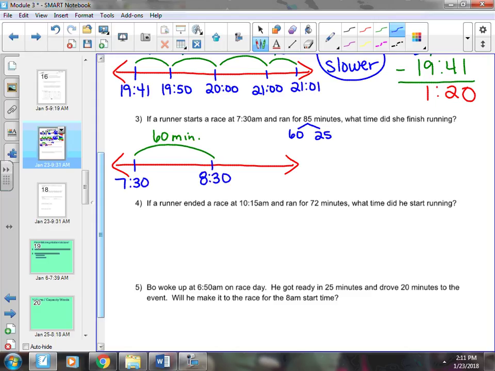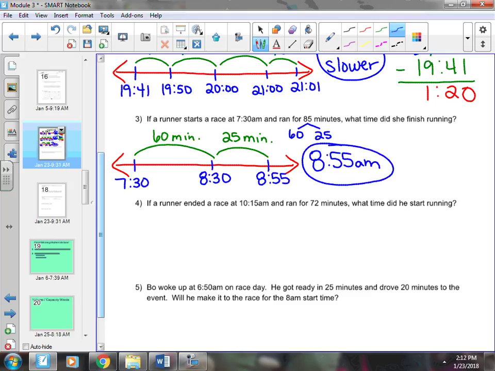But they didn't just run for an hour, they ran for 85 minutes. So they ran a little longer. They ran 25 minutes longer. And of course, that is our total of 85. So 8:30 plus another 25 minutes is 8:55. So our answer is, what time did she finish running? 8:55 a.m. That's the answer. Okay?